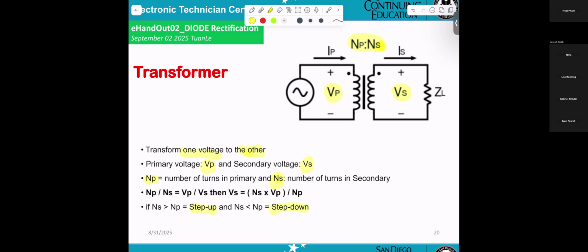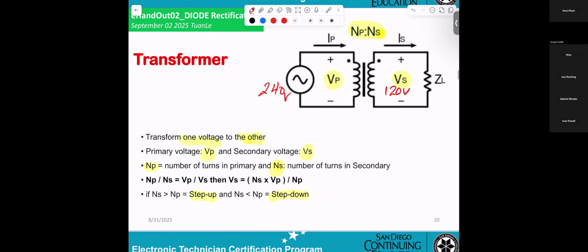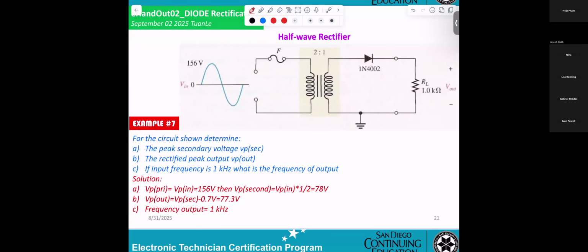Sometimes you get given an example. You get 240 volts, and we don't want to use 240, we're using 120. So that's why they need a transformer. So they can divide the voltage by following the formula here. Now, half-wave rectified.